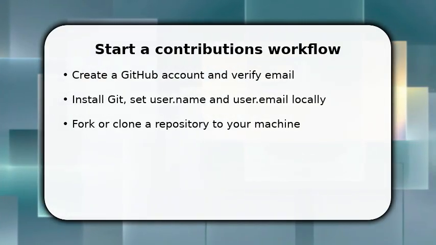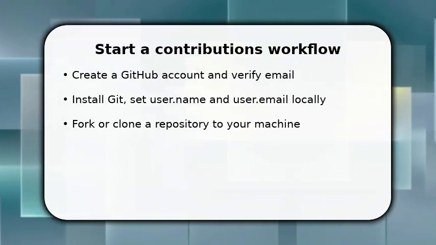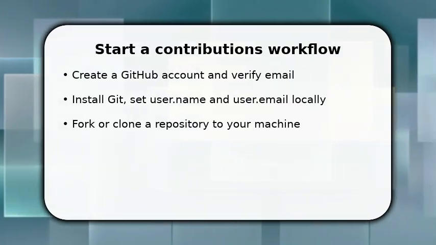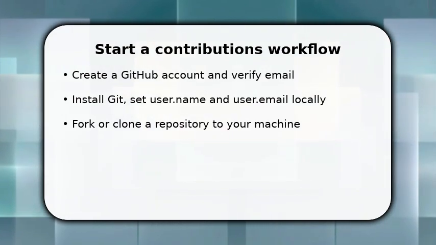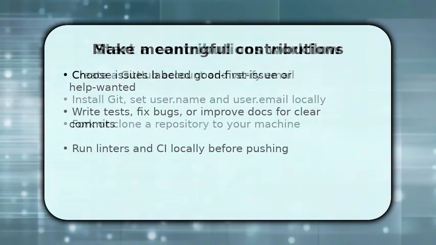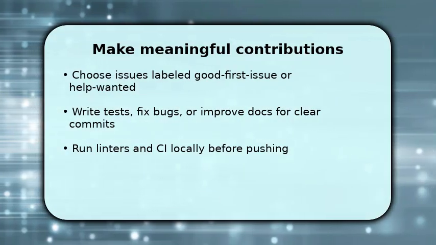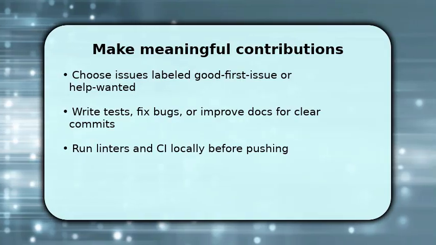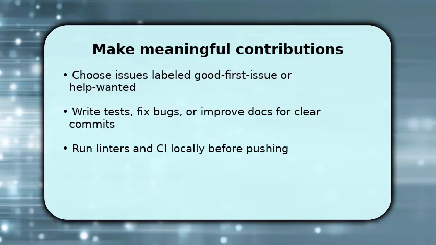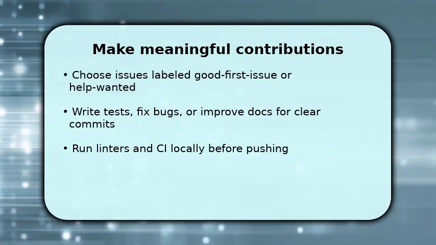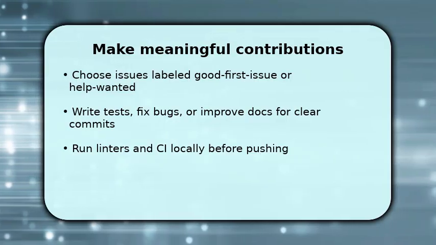Also enable two-factor authentication and connect your local SSH key to GitHub to ensure push access and correct attribution for every contribution you make. You should prioritize issues that match your skill and provide measurable impact. Pick good first issue or help wanted tags to start. Then implement changes with tests and clear commit messages so maintainers accept them faster.